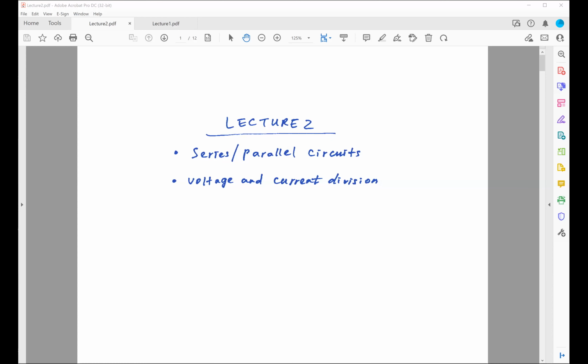Hello, in this lecture, we are going to review series and parallel circuits. And we are also going to unlock two very important and useful circuit analysis techniques, namely voltage division and current division. These two techniques are based on the topics that we have just covered. And those topics are KCL, KVL, and Ohm's law.